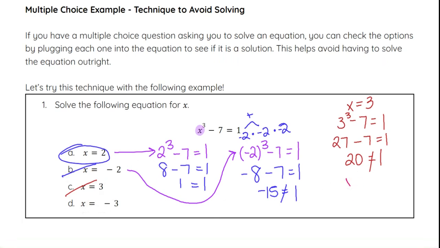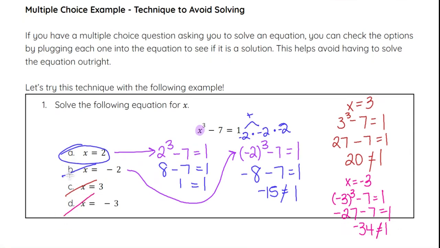So then we can double check x equals negative 3. And with that, we have negative 3 to the 3rd power minus 7 equals 1. Negative 3 to the third power, again, just like negative 2 to the third power, because the base is negative and it's an odd exponent, it's going to be a negative number. So negative 27 minus 7 equals 1. And when you do negative 27 minus 7, you get negative 34 equals 1. And therefore, that is not a true statement either.